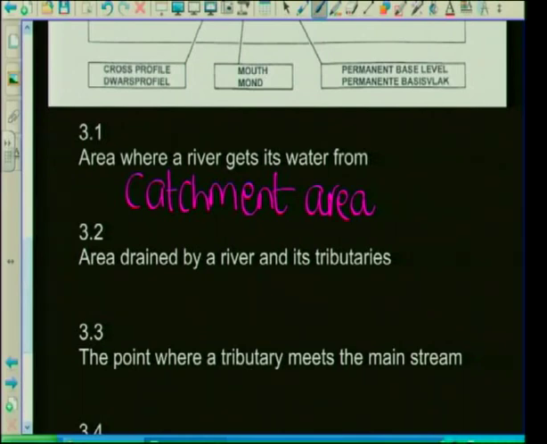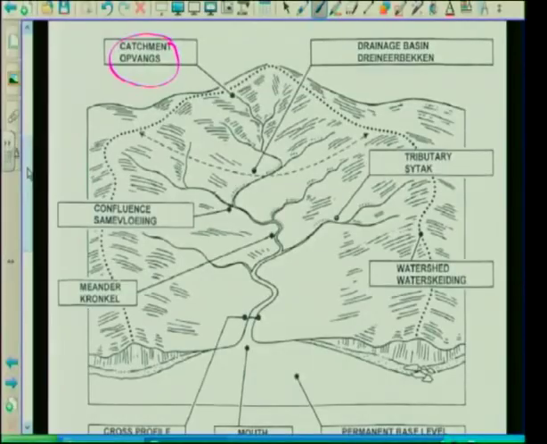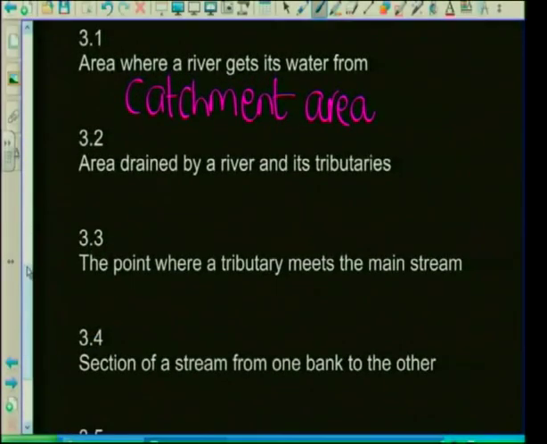Number 2, an area that is drained by a river and its tributaries. When we were doing the notes section for this particular session, I said to you that that refers to what is called a drainage basin. The drainage basin is the area drained by a river and its tributaries. So 3.2's answer is a drainage basin.